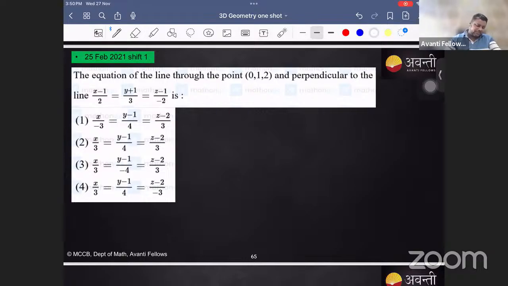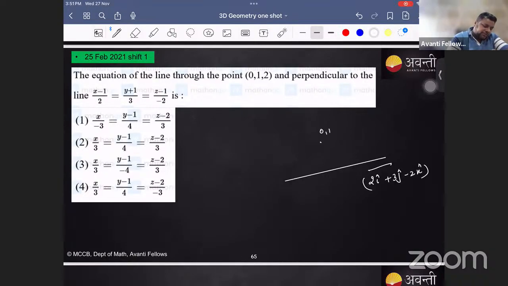Now see, equation of the line through this point and perpendicular to this line. First of all, this is exactly like the previous question. Now this is the line. This line is along 2 i cap plus 3 j cap minus 2 k cap, the direction ratios of the line. Now there is a point 0, 1, 2.